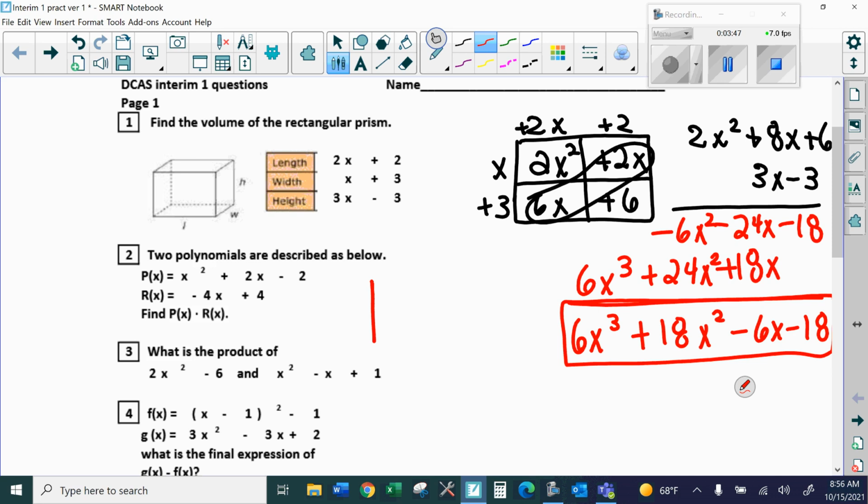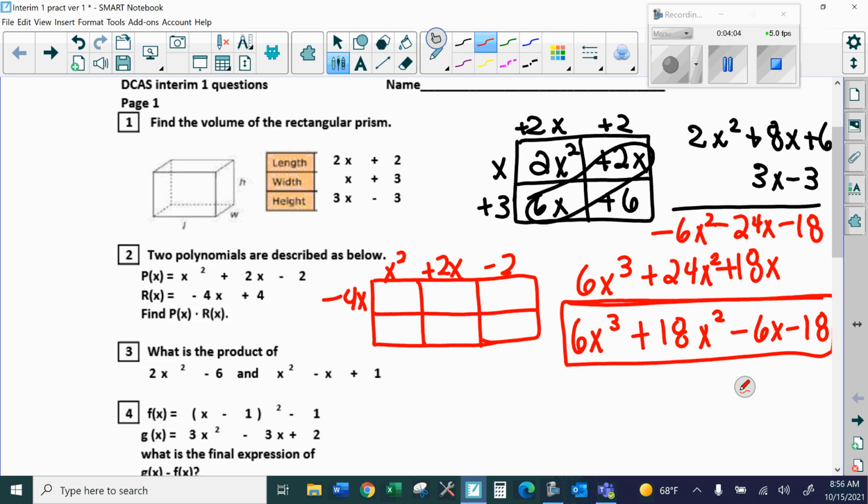I'll do the box method on this one. So I have a trinomial here, so x squared plus 2x minus 2, and I have a negative 4x and a positive 4. So again, you can go back and forth, whichever you choose. Vertical method, that's called the vertical method. And this is called the box method of multiplication. Okay, you can find these on YouTube as well.